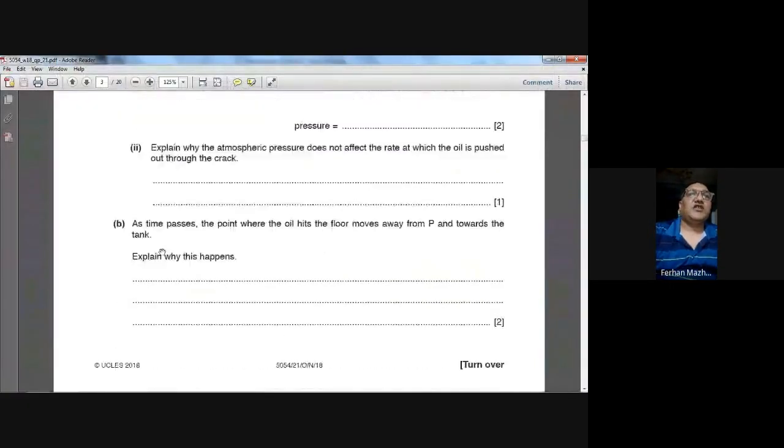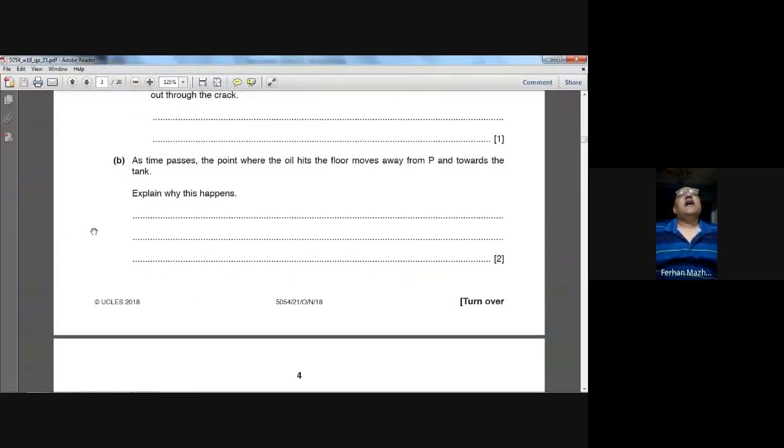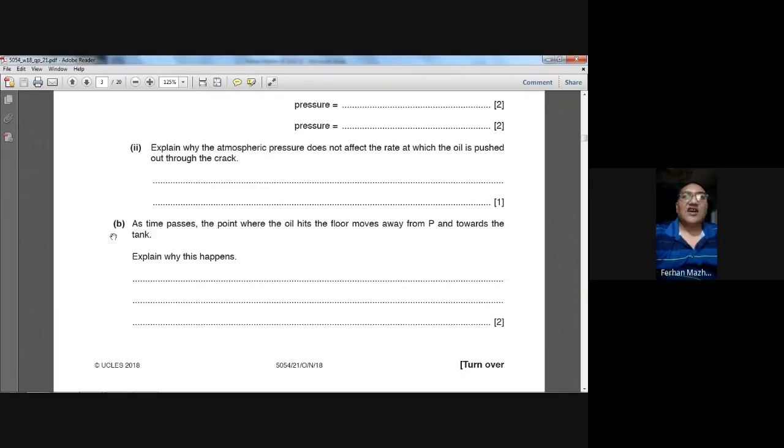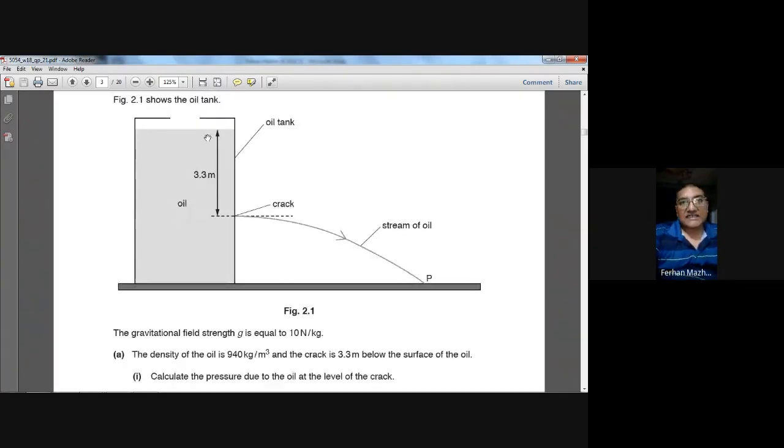The B part of question number 2 is, as time passes, the point where the oil hits the floor moves away from P and towards the tank. Explain why this happened. It's a 2 mark question. Look, what is he saying? As the oil is coming out, the depth of the oil above this crack will start decreasing. So this H value, which we use to calculate the pressure of the oil here at the crack, will decrease.